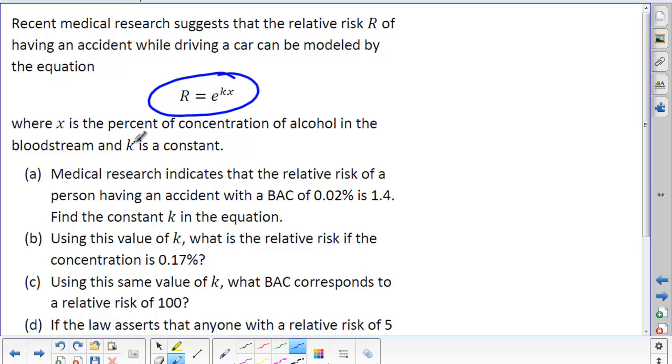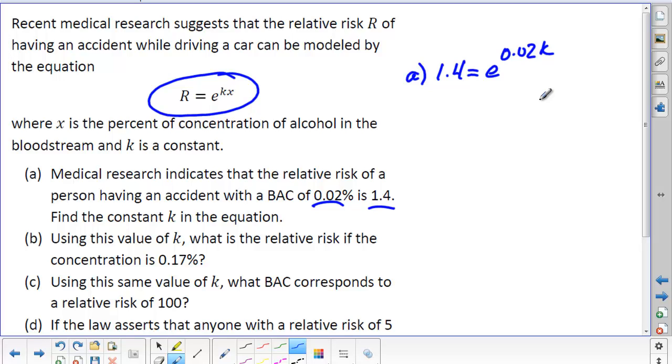Okay. So part A, let's jump in here and see what we're even doing with all this. Medical research indicates that the relative risk of a person having an accident with a BAC of 0.02% is 1.4. Find the constant k in the equation. And so if we plug in these numbers, the relative risk is 1.4. Blood alcohol concentration is 0.02%. And we don't know the value of k. So we plug in the numbers we know and we get this equation. It says to find the constant k, what's the value of k?